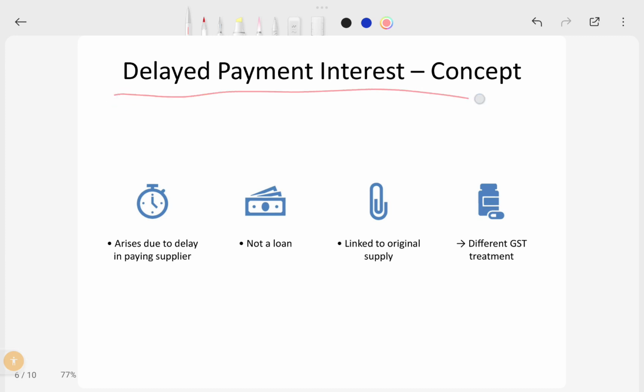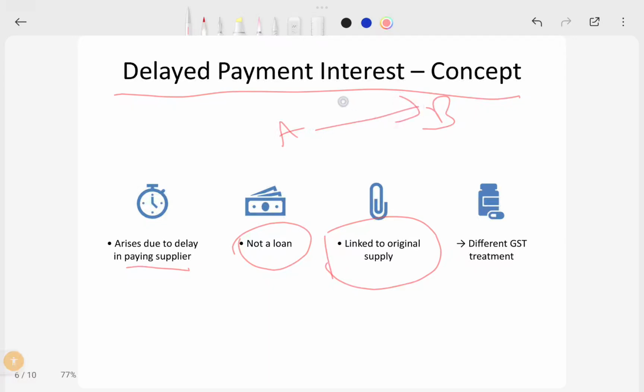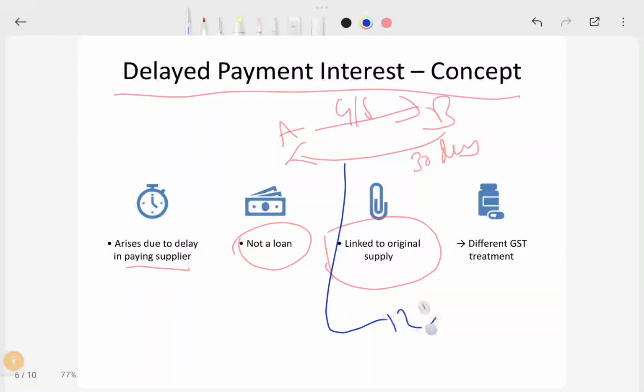Now, interest on delayed payments: this concept arises due to delayed payment to the supplier. It is not a loan. It is linked to the original supply. What is the original supply? Say company A supplied some goods or services to company B. So he has to pay the money within 30 days. But if he has not paid within 30 days, he has to pay with interest of 12%.